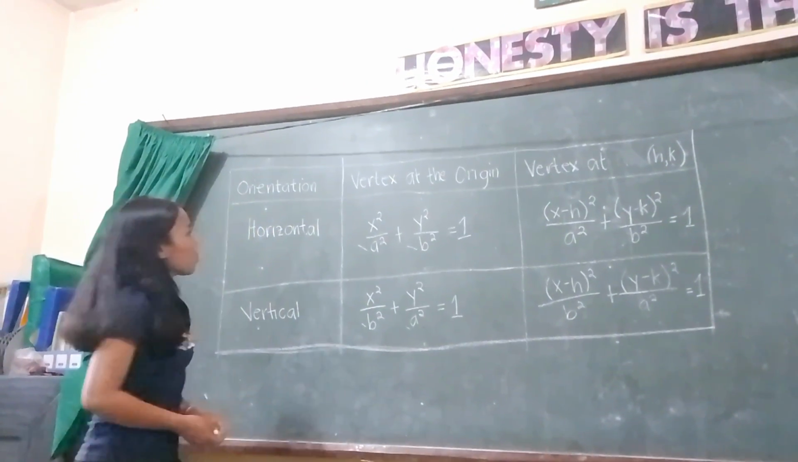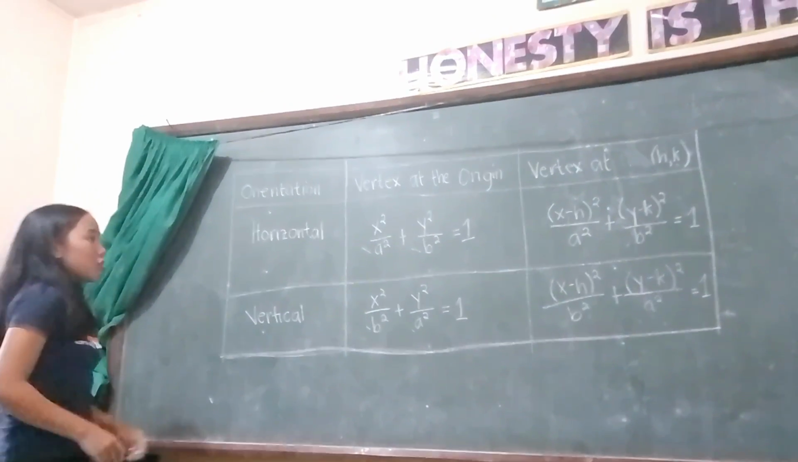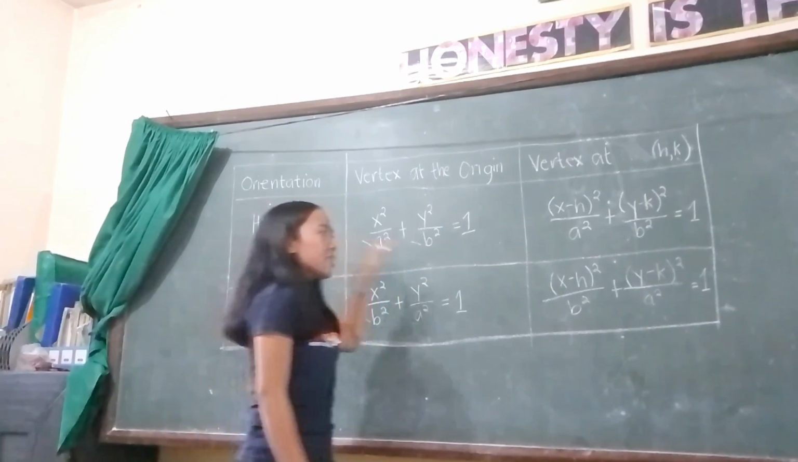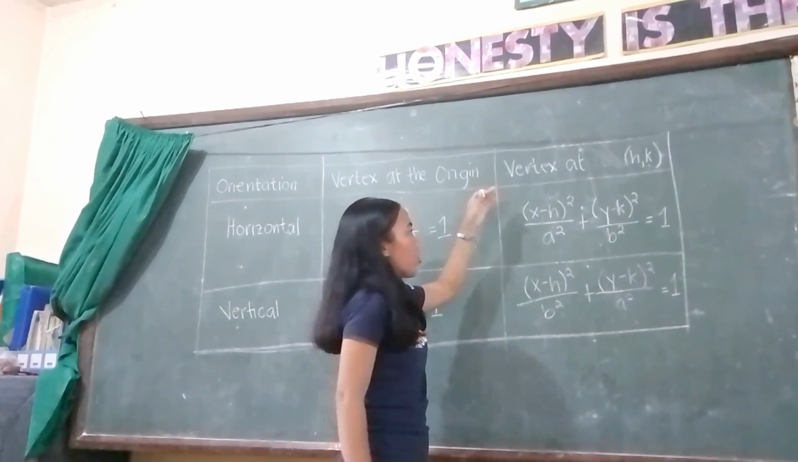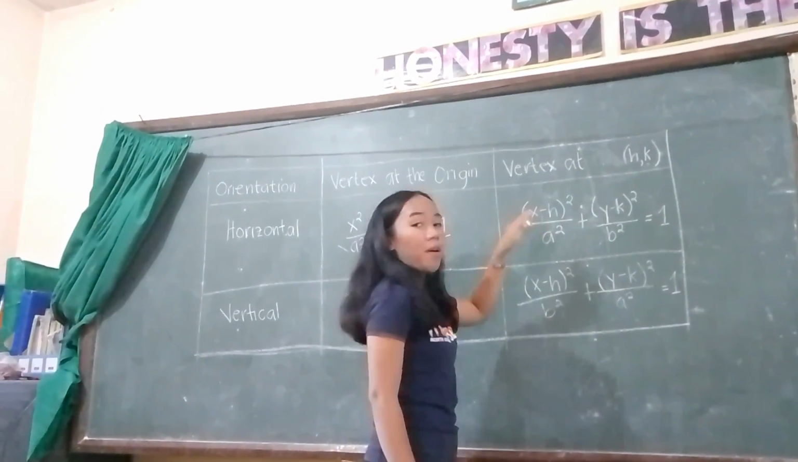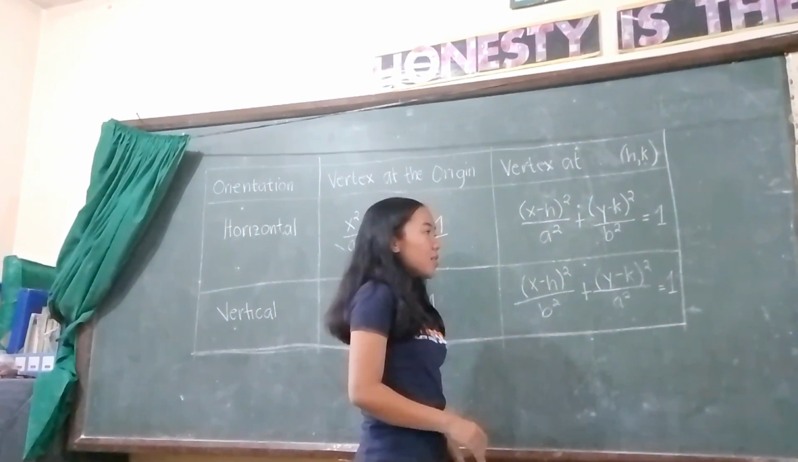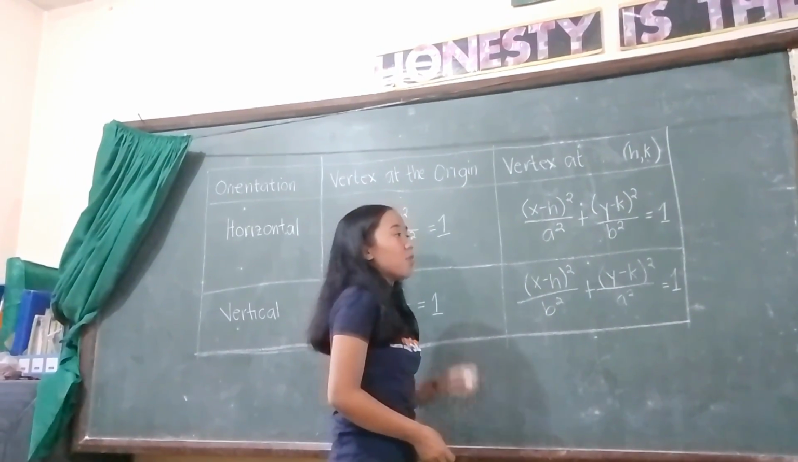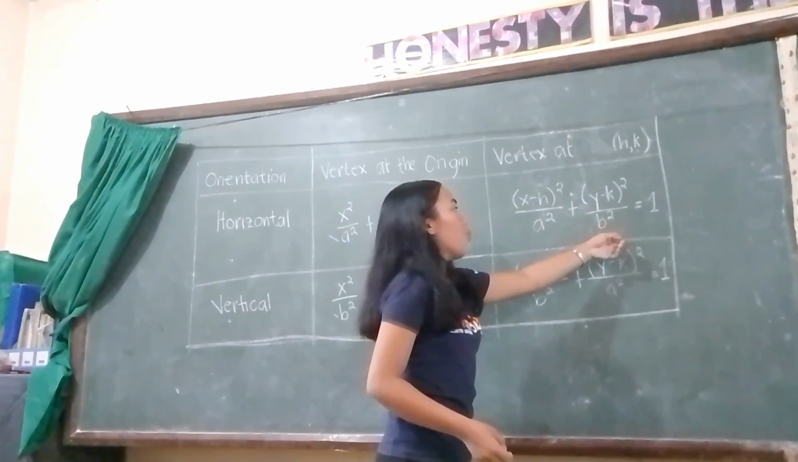Okay, let us proceed to the center at (h, k). When the orientation is horizontal and its center is at (h, k), we have this equation: the quantity of x minus h raised to the power of 2 all over a squared plus the quantity of y minus k raised to the power of 2 all over b squared is equal to 1.